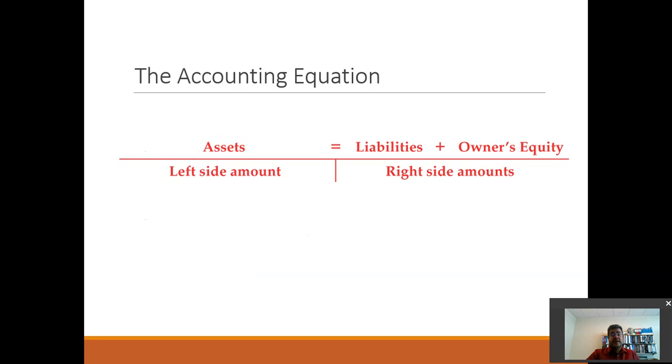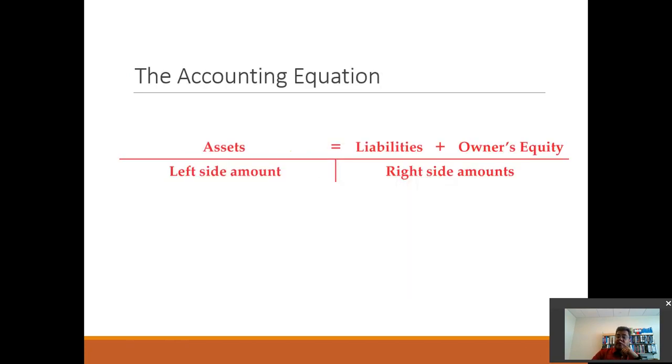Just like here. Assets, usually on the left side of our equation, is equal to liability plus owner's equity, right side amount. Remember, $10,000 of assets, $2,000 of liability, $8,000 of owner's equity. So assets less liability equal owner's equity. It is exactly the same as saying assets equal liability plus owner's equity.